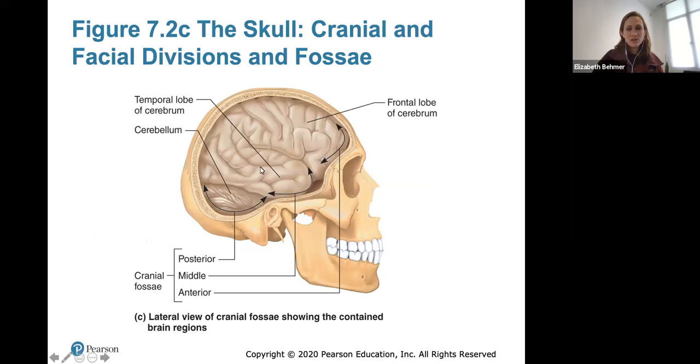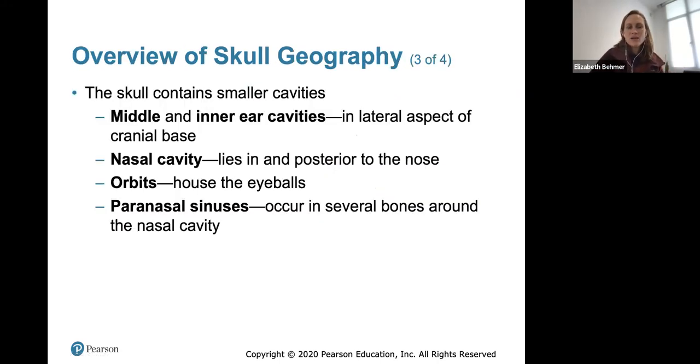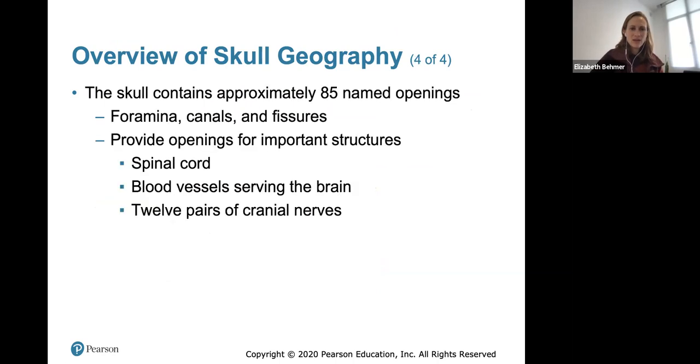Here we see the different lobes of the brain and where these lobes occupy the different cranial fossae. The cerebellum occupies the posterior cranial fossa, the temporal lobe occupies the middle cranial fossa, and the frontal lobe of your cerebrum occupies the anterior cranial fossa. The skull contains smaller cavities: the middle and inner ear cavities in the lateral aspect of the cranial base, and the nasal cavity, which lies in and posterior to the nose. The orbits house your eyeballs, and the paranasal sinuses occur in several bones around the nasal cavity.